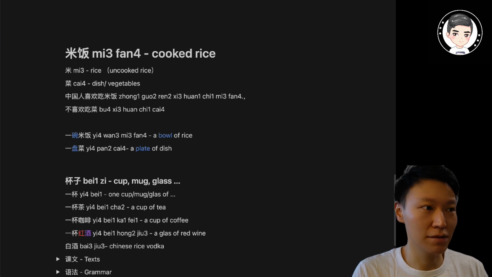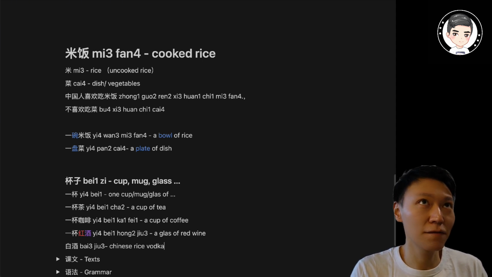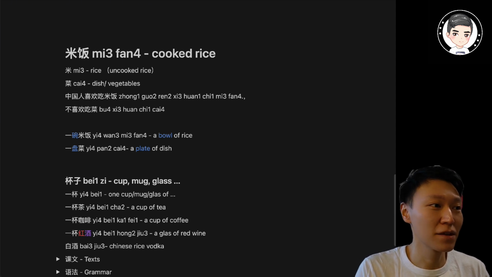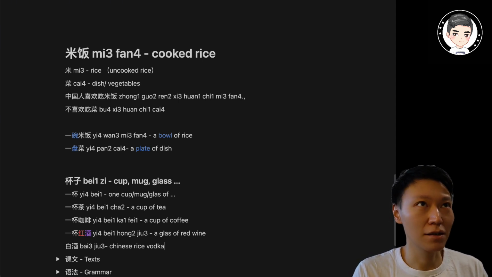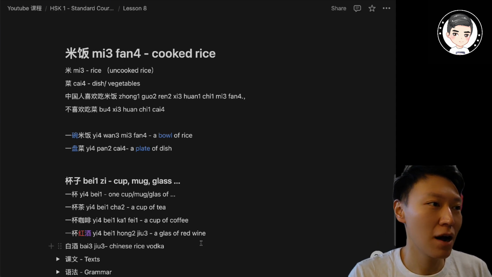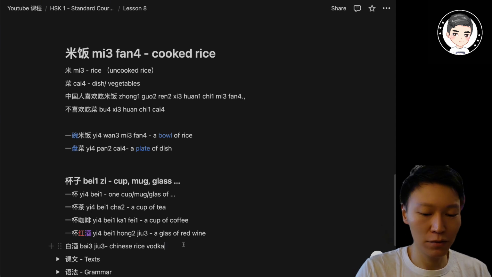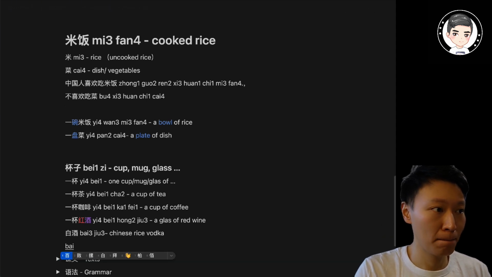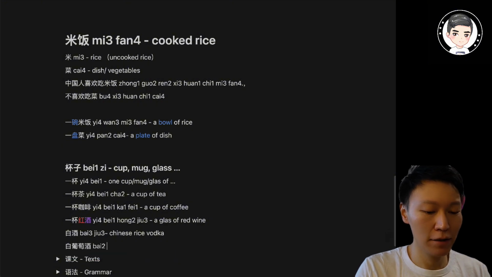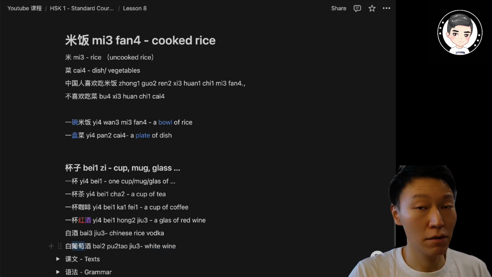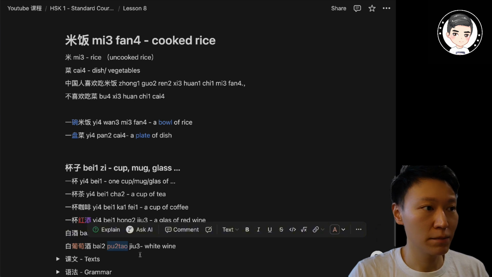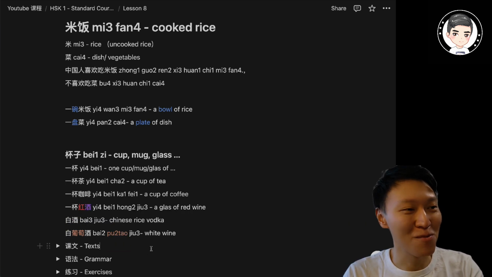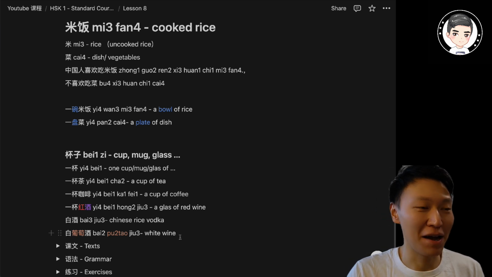白酒 is very strong because sometimes it's 50 or even 60%. So 白酒 is a vodka, and Chinese vodka is made of rice. So 白酒 is not like white wine. So how would you say white wine? White wine would be 白葡萄酒. 葡萄 means grapes. I will color it like this. 葡萄 means grape. So white grape wine. So 白葡萄酒.